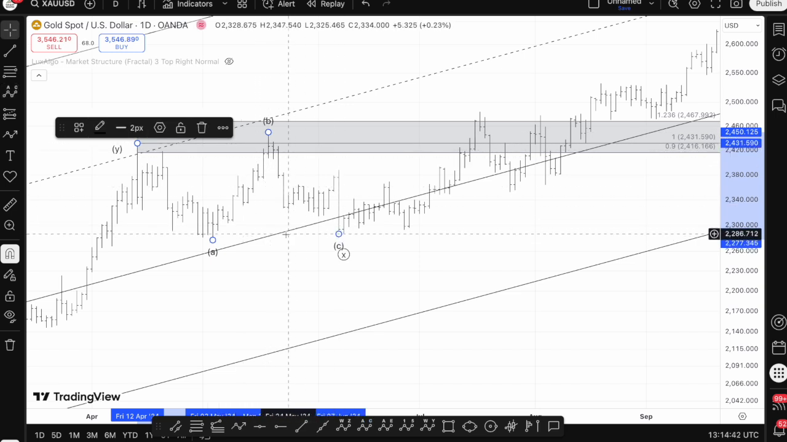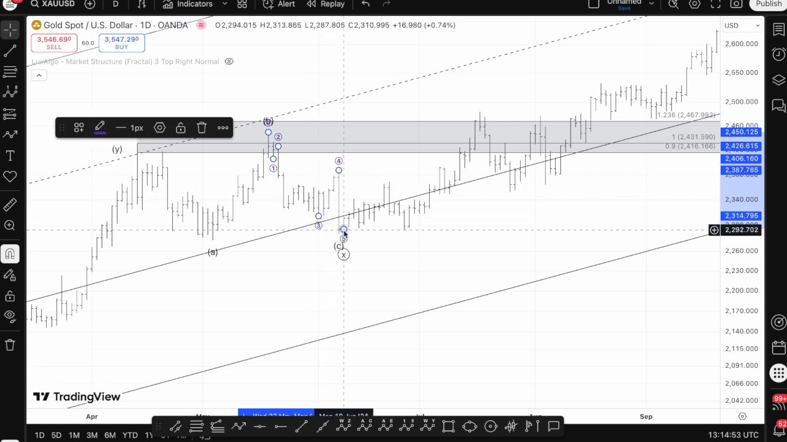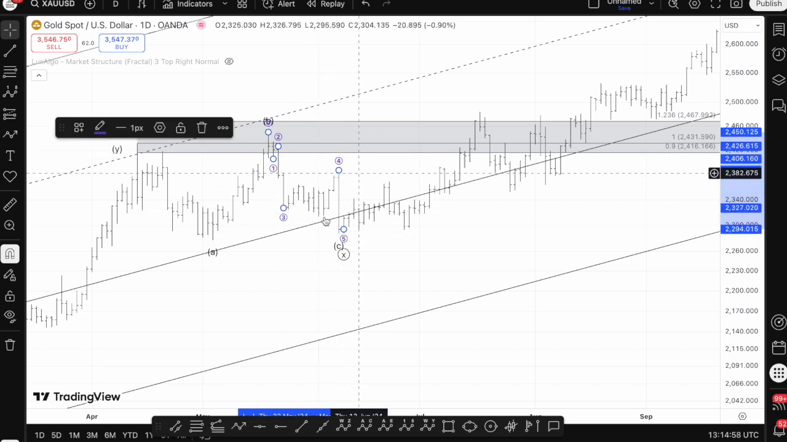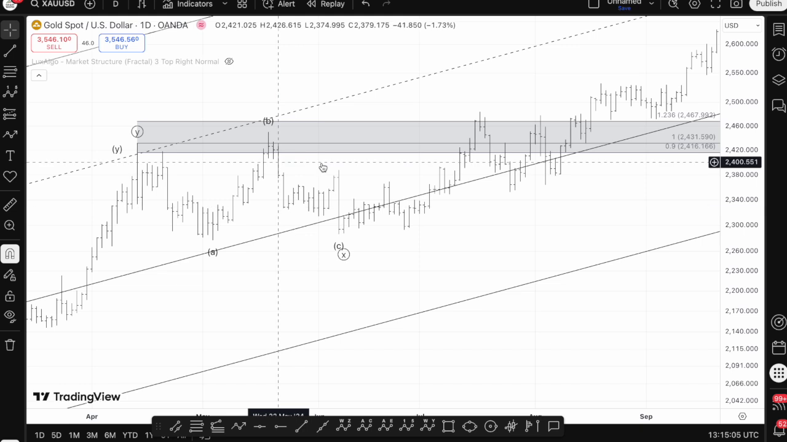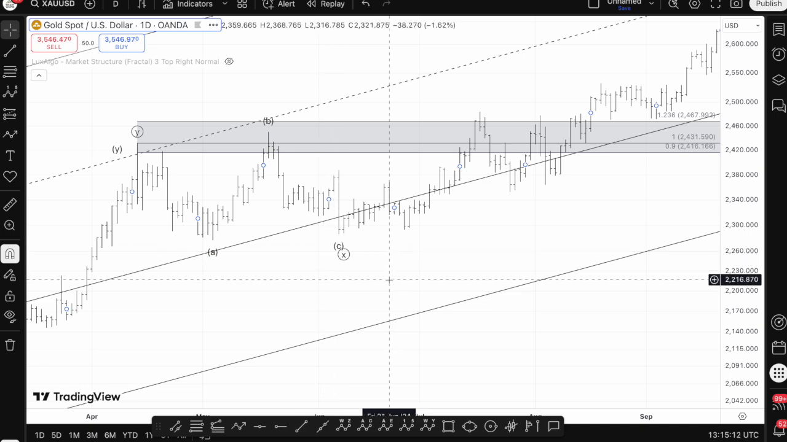And the last one could be counted as an impulse. I can be counting this as 1, 2, leg 3 maybe here, leg 4, and a leg 5. Or I can count leg 3 here, another expanded flat in the middle, and this is the leg 5. So both of these are possible. This is an impulse move, which enables us to label this as an ABC. And this is what happened right there.